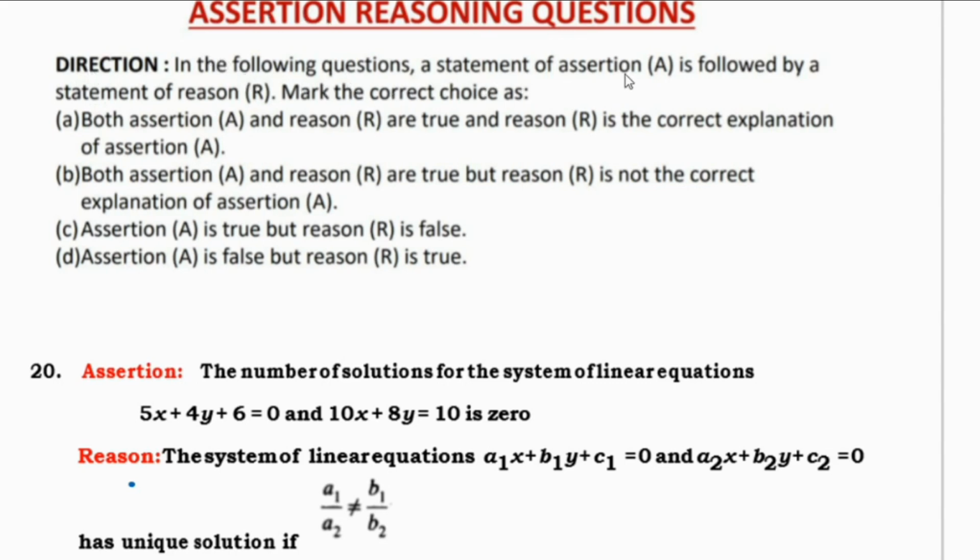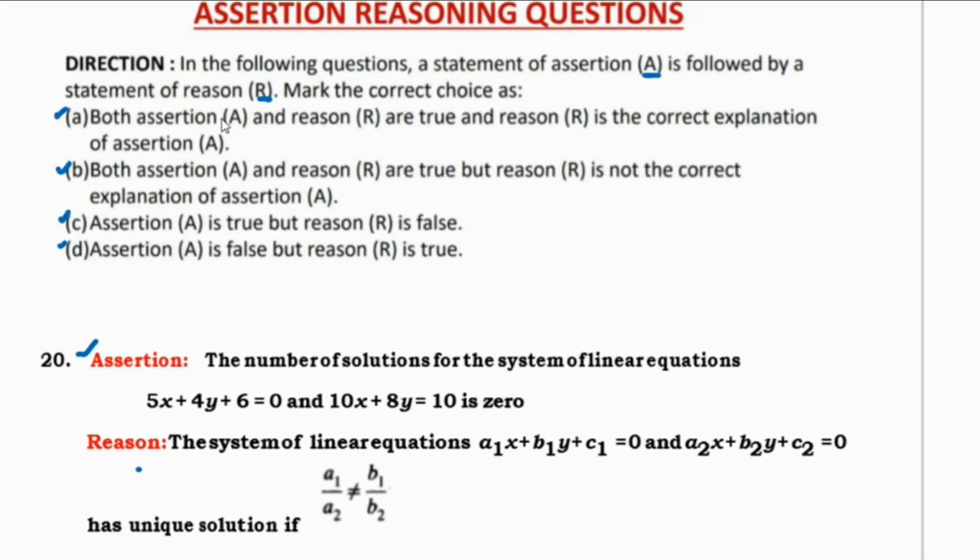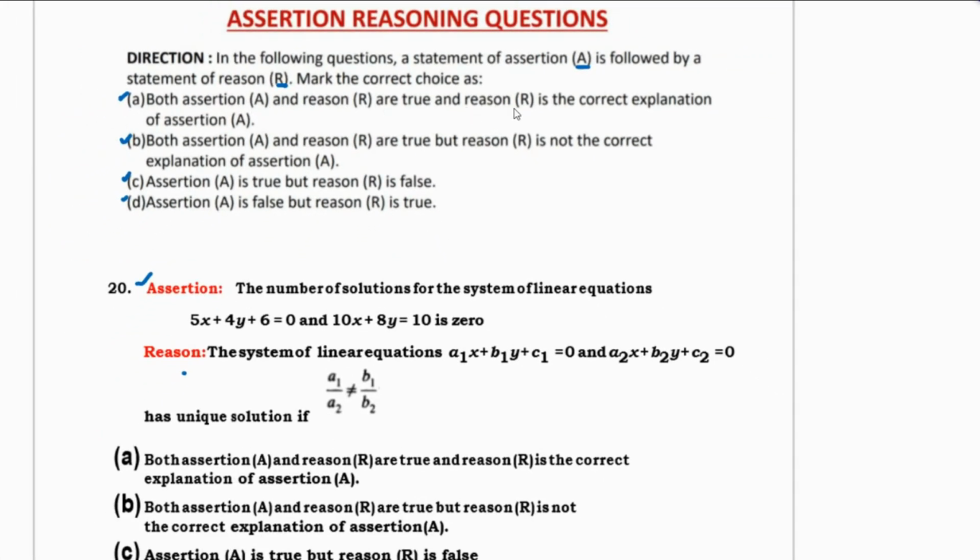In the following questions, a statement of assertion, which is denoted with A, is followed by a reason denoted with R. So first they will give assertion followed by reason. These are the four options which are common for every assertion and reasoning question. First option A: both assertion A and reason R are true, and reason R is the correct explanation for assertion A. Second option B: both assertion A and reason R are true, but reason R is not the correct explanation of assertion A. Option C: assertion A is true, but reason R is false. The last option is D: assertion is false and reason is true.